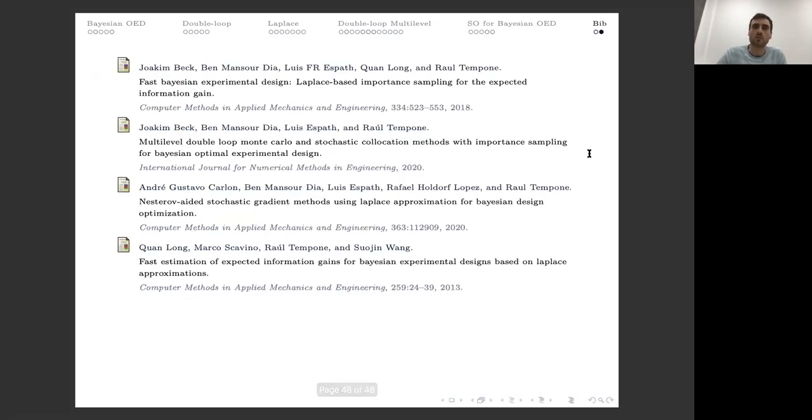And that was it. The first paper here is basically the first part of the talk. The second one is the multi-level double loop, and the third one is related to the stochastic optimization using Nesterov type of accelerations. Thank you very much.